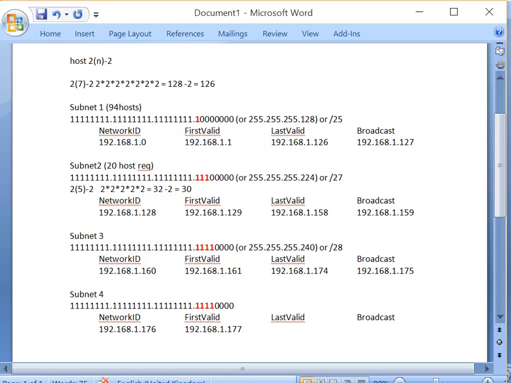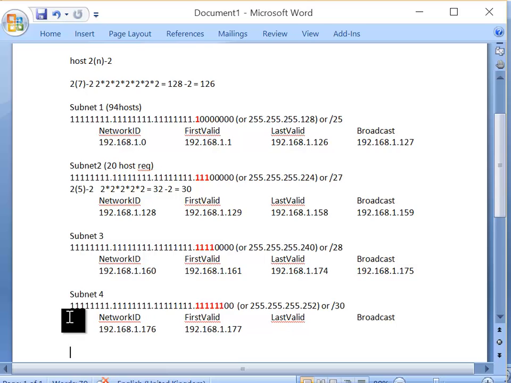For 2 hosts only, we're going to need to reserve 2 bits. So 2 to the power of 2 is 4, minus 2, gives 2. So we reserve 2 bits like this. And now the subnet mask is 255.255.255.252, or you can say /30. 252, because if you add these 6 bits together, it's going to give you 252. Now to find the last valid and the broadcast, it's easy if you find the next network, which is the subnet 5 ID, right?